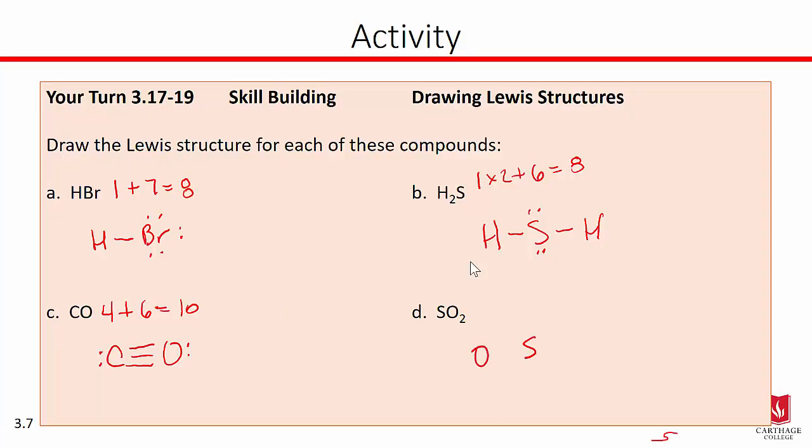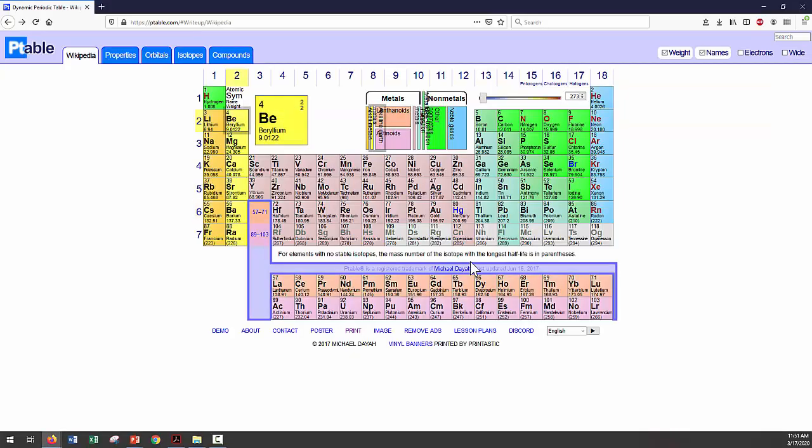I'm going to have oxygen on the outsides. I'm going to connect those. All right, so I need to go back and count my electrons. I have 6 around the sulfur because it is a group 6, right? 1, 2, 3, 4, 5, 6, group 6. Oxygen is also group 6.